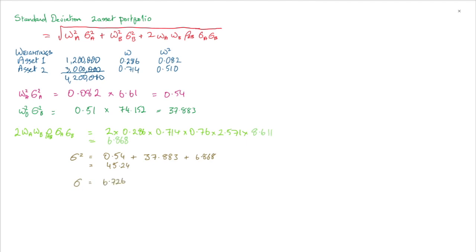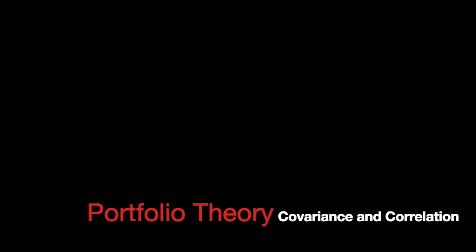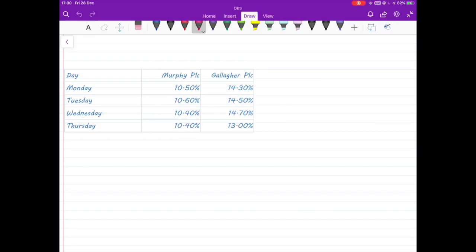And then by getting the square root of that figure, you're going to end up getting the standard deviation. The next thing we're going to look at is covariance and correlation. And this is about the relationship between two assets. So the first test is the covariance, which is to work out whether or not these assets move in line with each other.